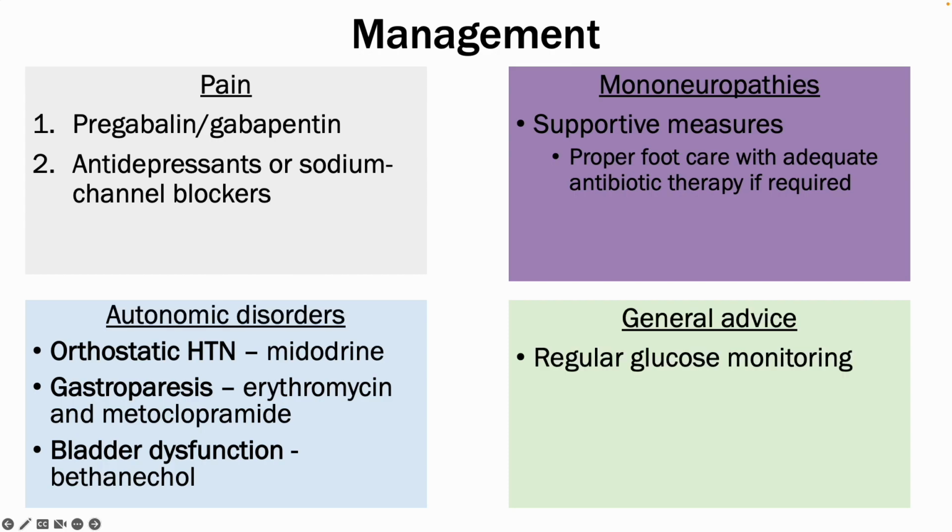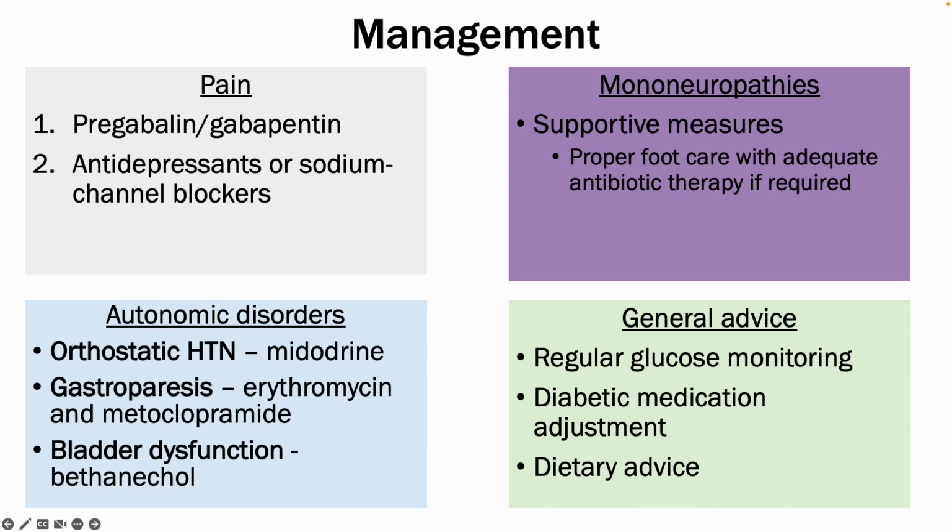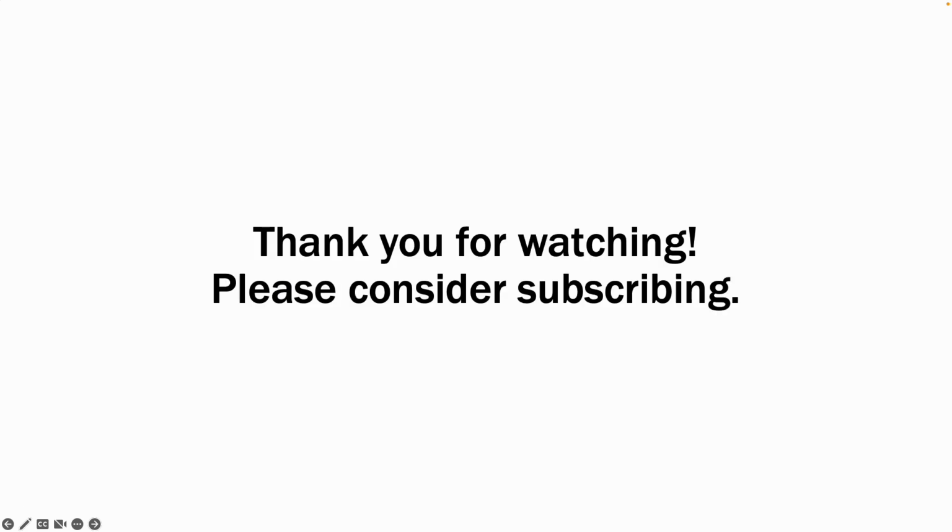And in terms of general advice, you want to do regular glucose monitoring and adjust the medication for a patient if the current levels are high, but also discuss their diet, whether it's been changing, whether they're struggling to keep up with it, or whether there's anything that can be done to make sure that they minimize the amount of quick releasing sugar in their diet. This was a very brief overview of diabetic neuropathy.